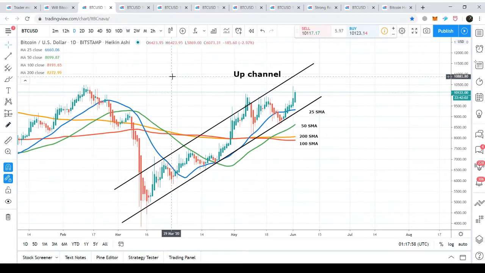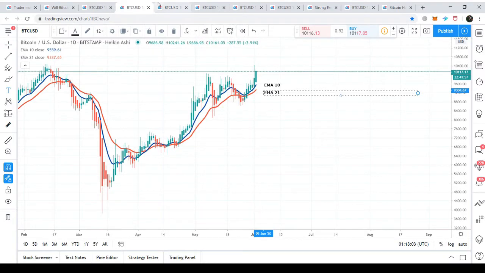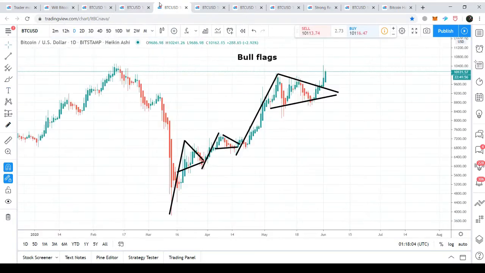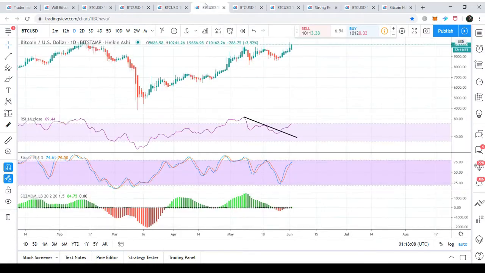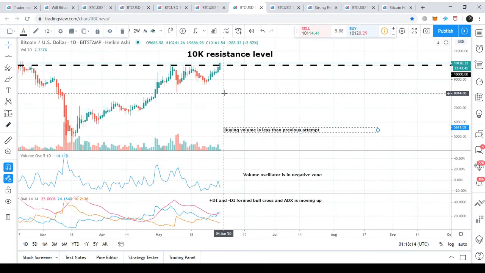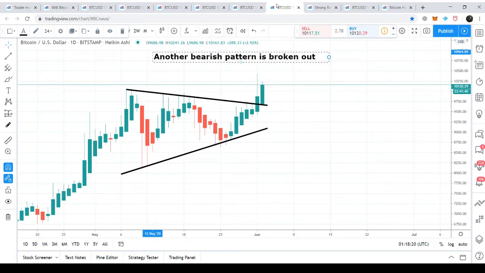In today's video, I would like to show you the price action move within this up channel, and we will also watch the position of the different moving averages and how the price action of Bitcoin is forming the different flags, the bull flags, and how these indicators on the daily chart are turning bullish, and whether the Bitcoin will break out this resistance level of $10,000 or not.